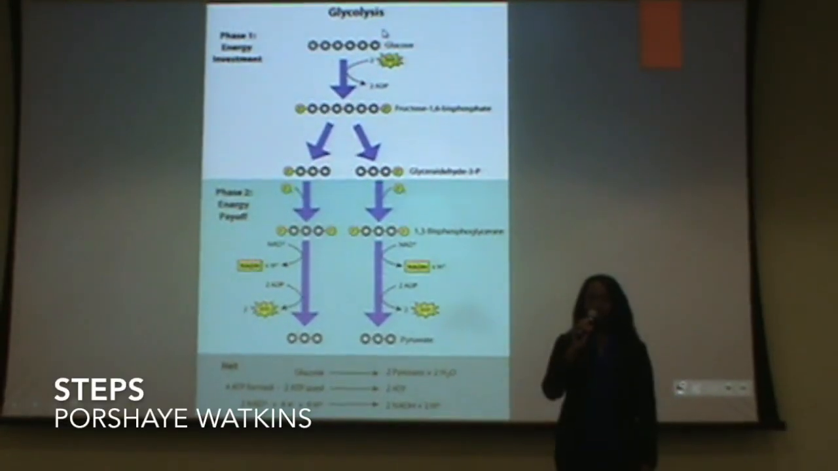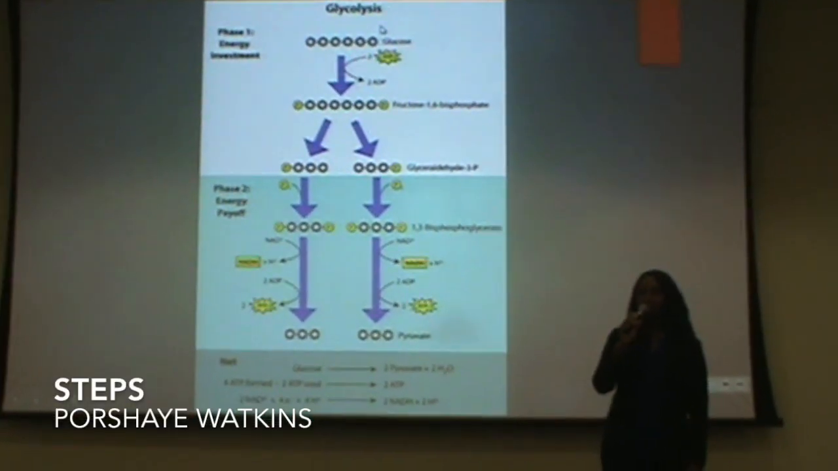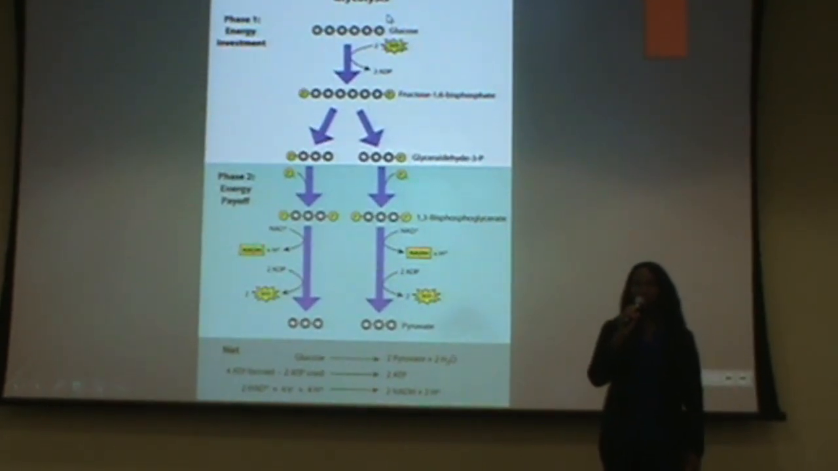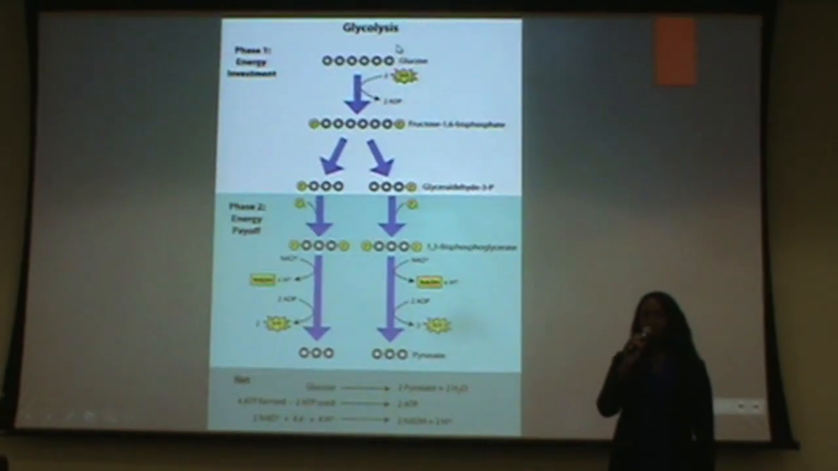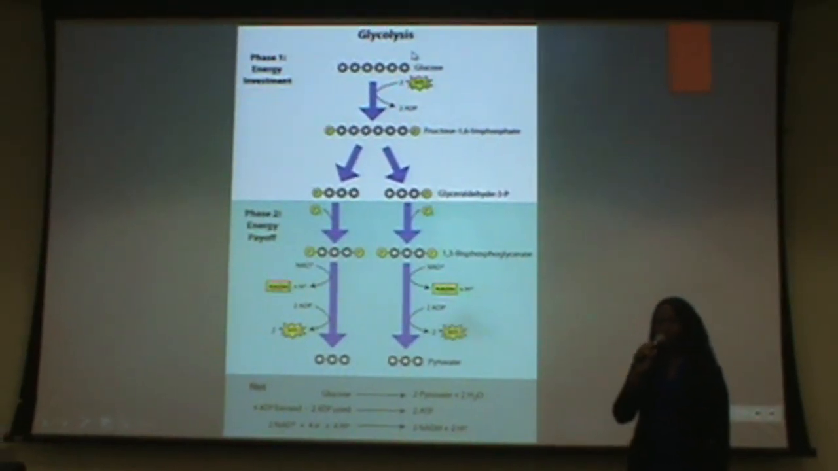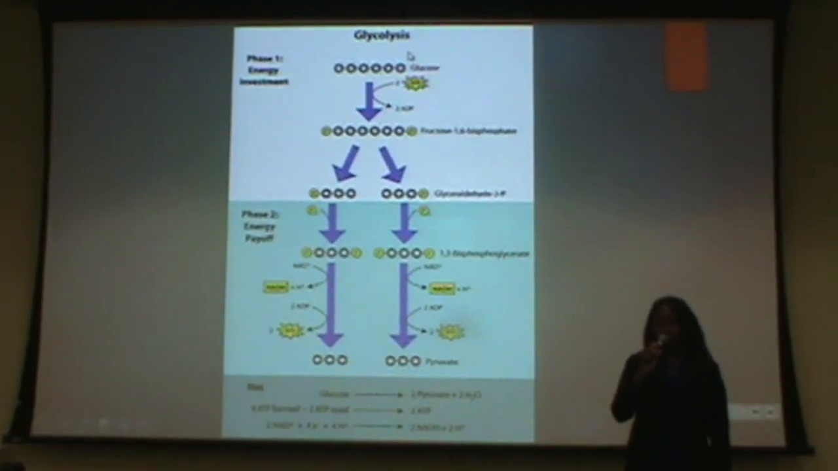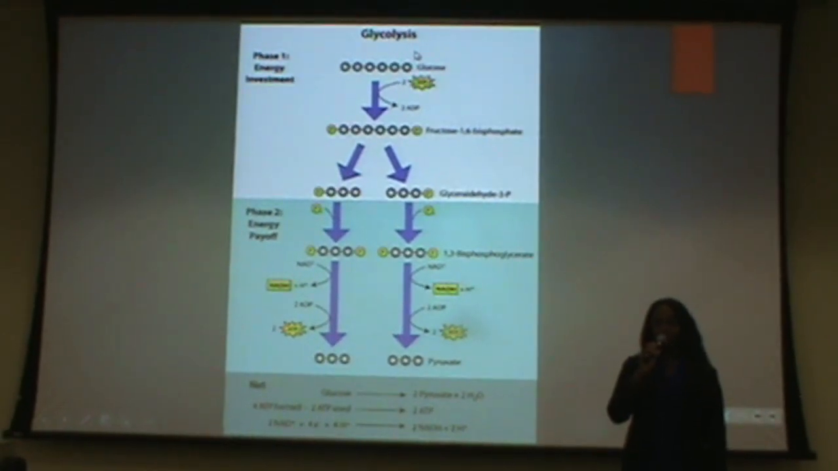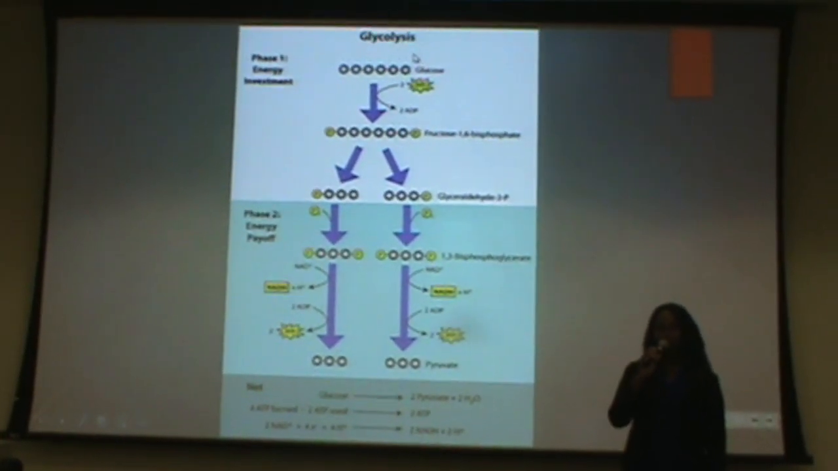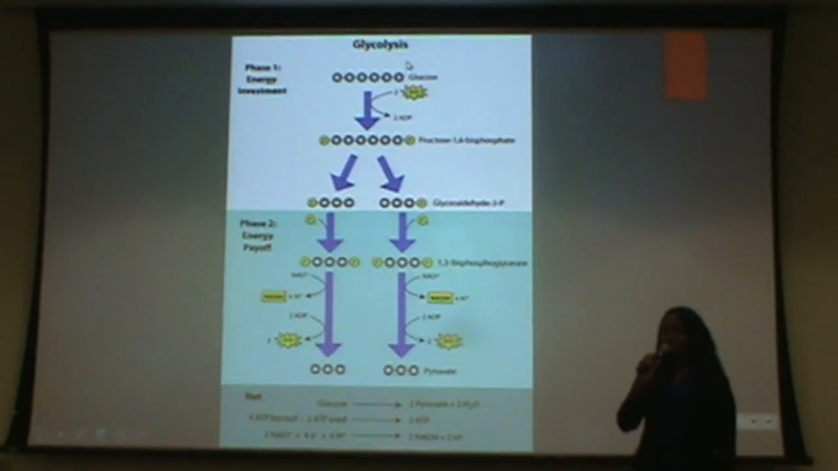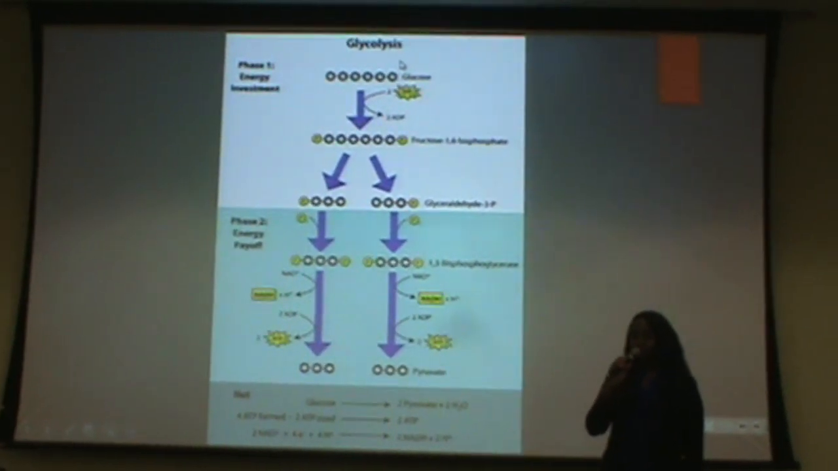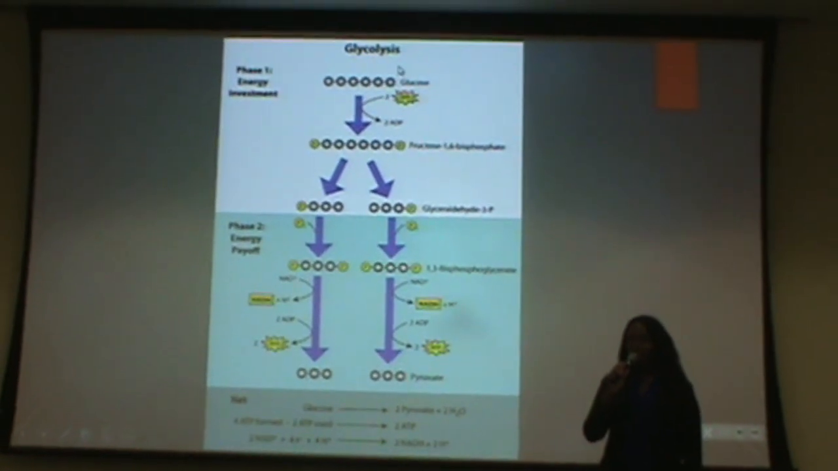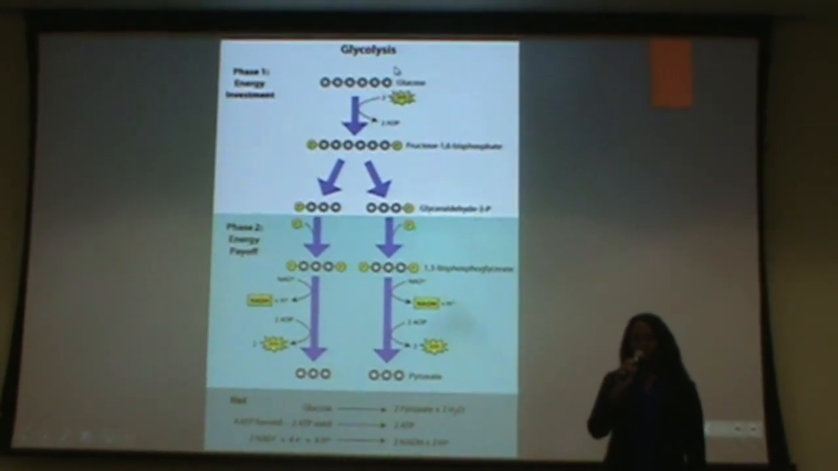In the 10-step process of glycolysis, there are 10 enzymes that are required to yield our two 3-carbon pyruvate molecules. Our first enzyme is hexokinase. That is a rate-limiting enzyme that commits glucose to the glycolytic pathway. Our second enzyme is glucose 6-phosphate isomerase. The third enzyme is phosphofructokinase 1. Our fourth enzyme is aldolase.